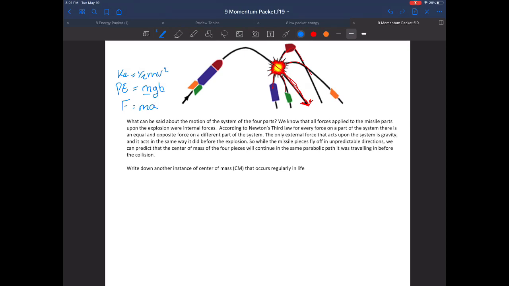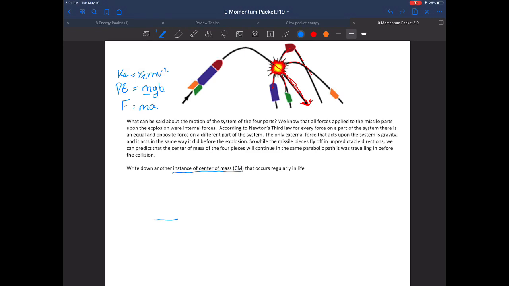Let's think about some other ideas of center of mass in our life. Center of mass is a big component of being able to balance, because being able to balance means you have a net force and a net torque of 0. So what does that look like?